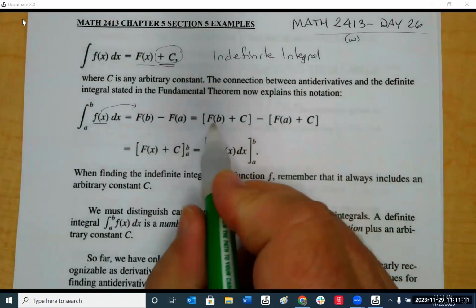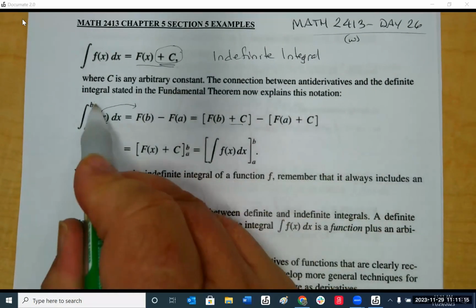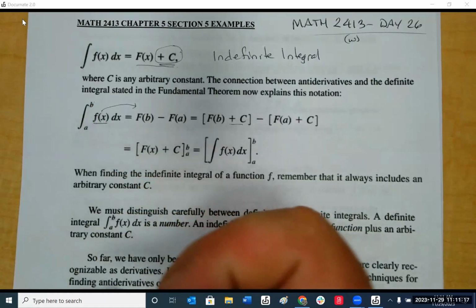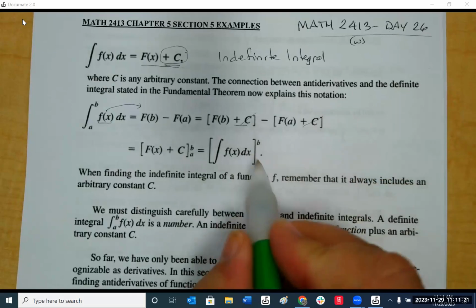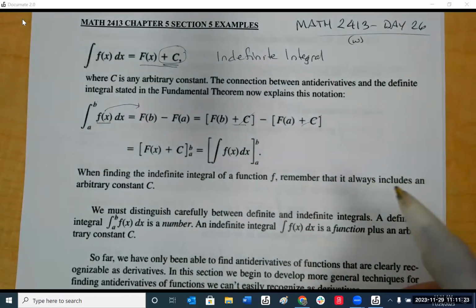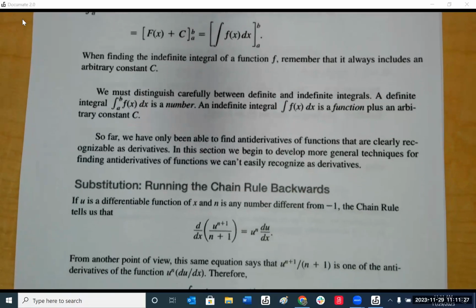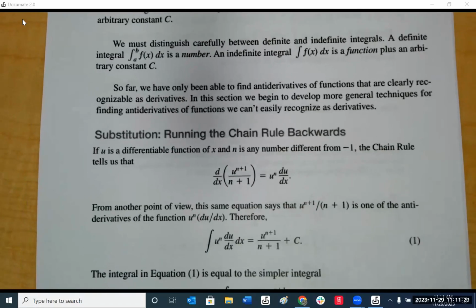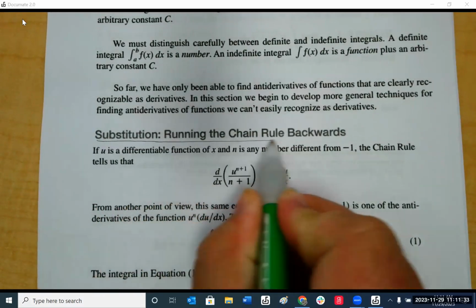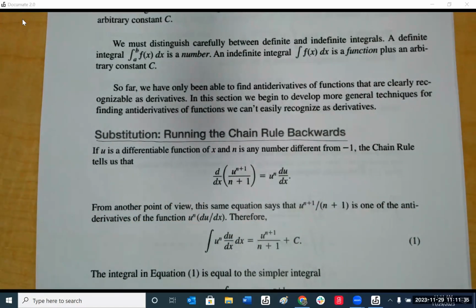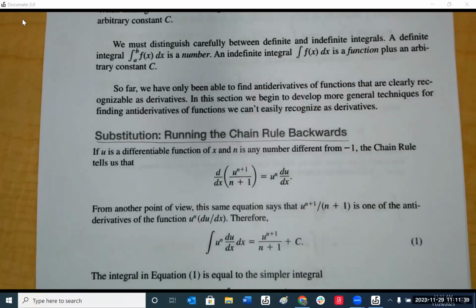So basically, we have the plus c's, but because they're supposed to end up with a definite number, those plus c's get washed out and fall into place at the very end. All right, so let's look at the processes here. The method we're going to use to start solving these is substitution, using the chain rule backwards.